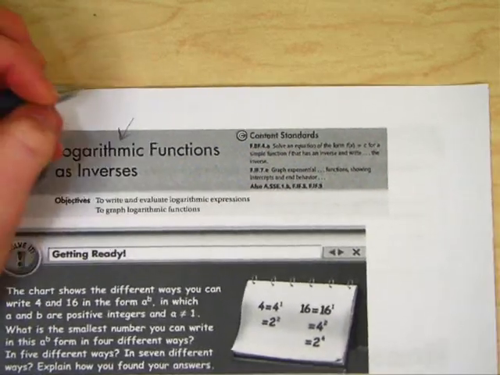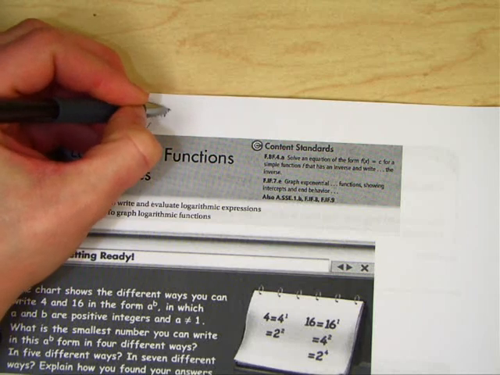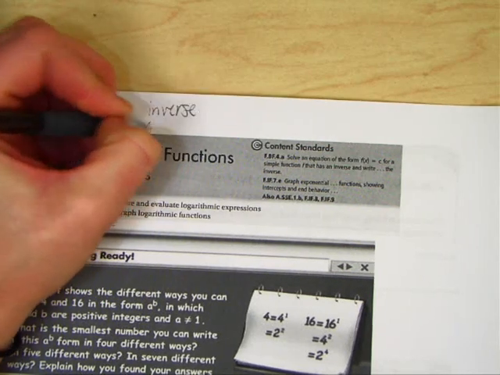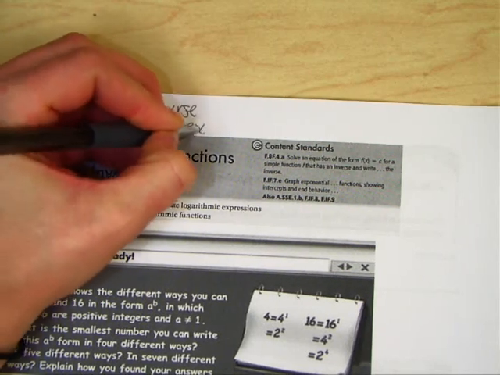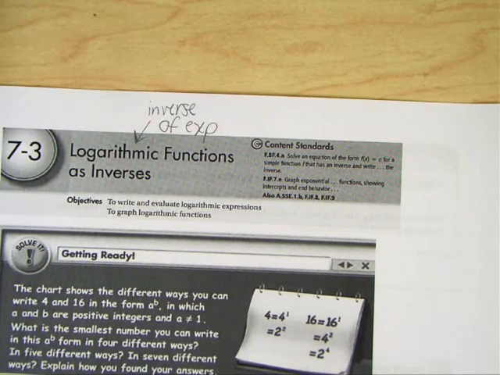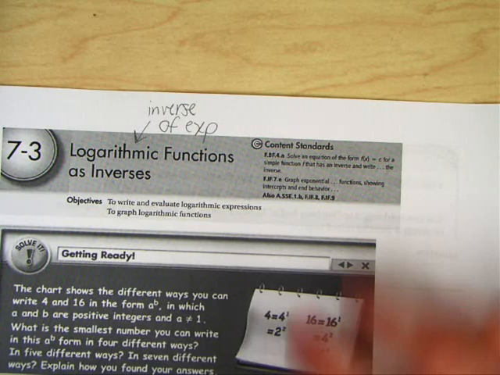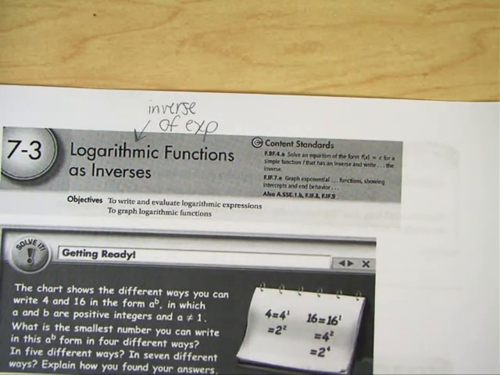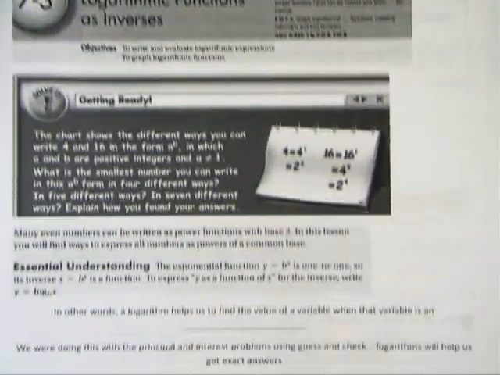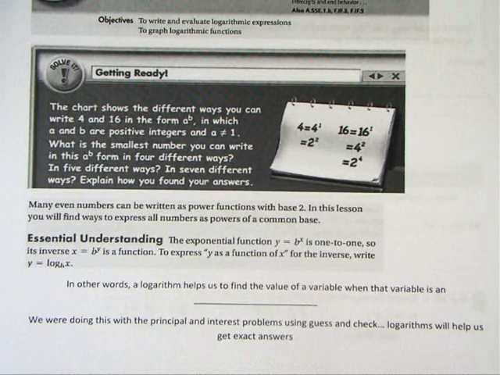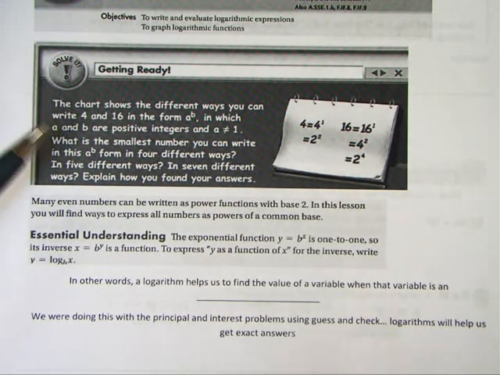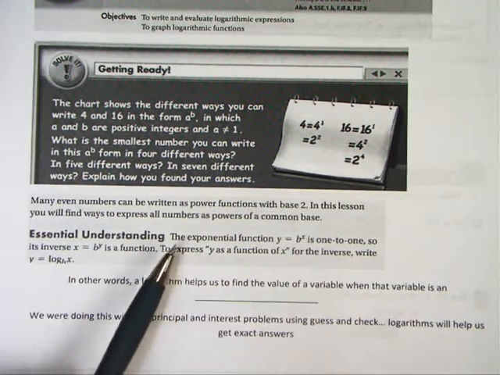Because logarithms are the inverse of exponents. So even though the word exponents isn't in the title, it technically is, because a logarithm is an exponent. Move down, and let's talk about what a logarithm is and how you can write a logarithm. Let's read this essential understanding.